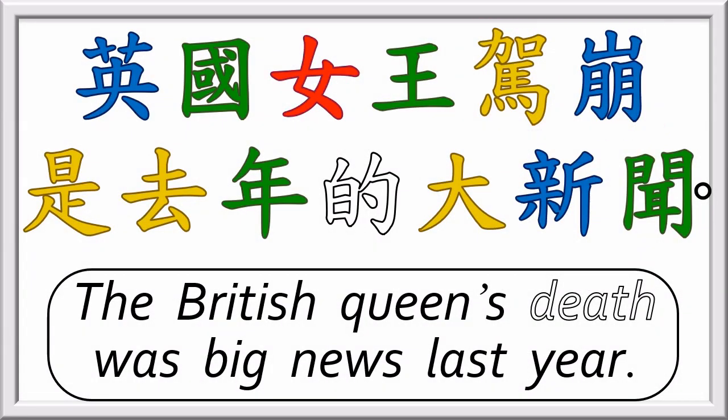Chinese at one time had precise terms for the death of individuals depending on their status within the political hierarchy. From the emperor, who passes on, 驾崩, down to the commoner, who simply dies, 死了。英国女王驾崩是去年的大新闻。The British Queen's death was big news last year.